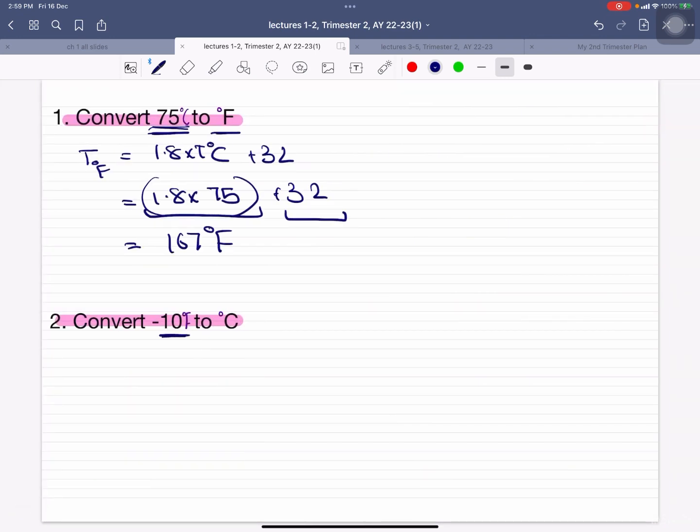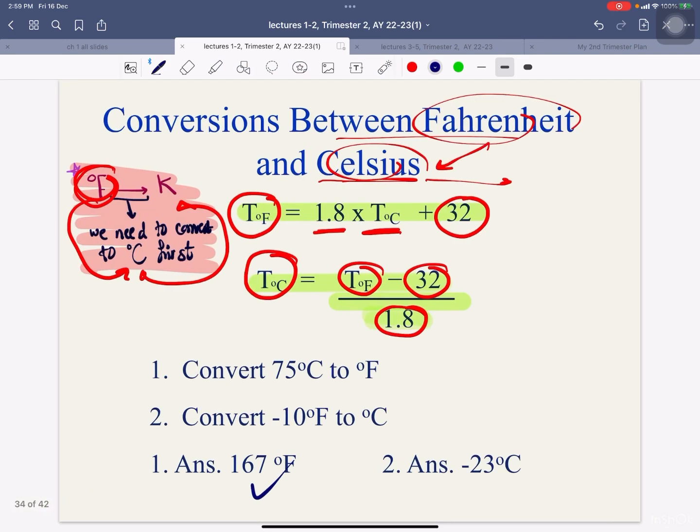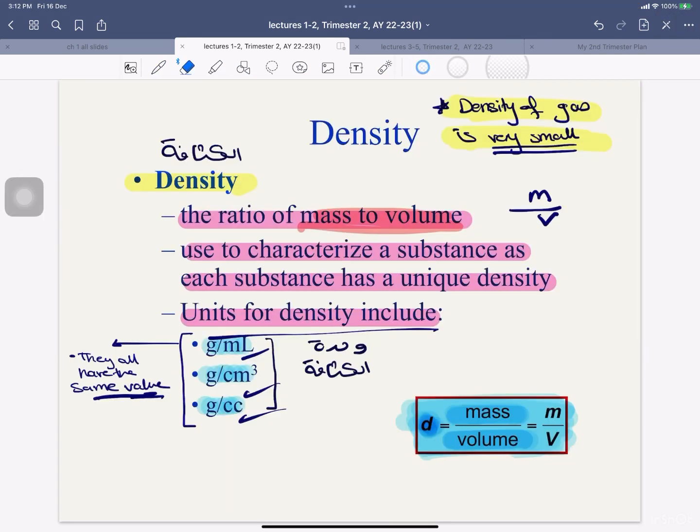We want to convert from Fahrenheit to Celsius. So simply we use the equation itself. The temperature in Celsius: I take the temperature in Fahrenheit, subtract 32 from it, and divide by 1.8. I'm going to have negative 10. I keep the negative as it is, negative 10, negative 32, because we know temperature can be positive or negative. So at the end we have negative 23 degrees Celsius.